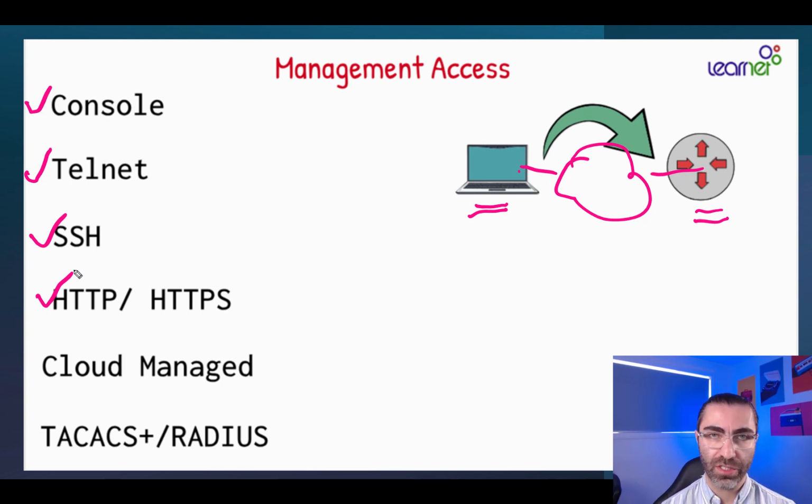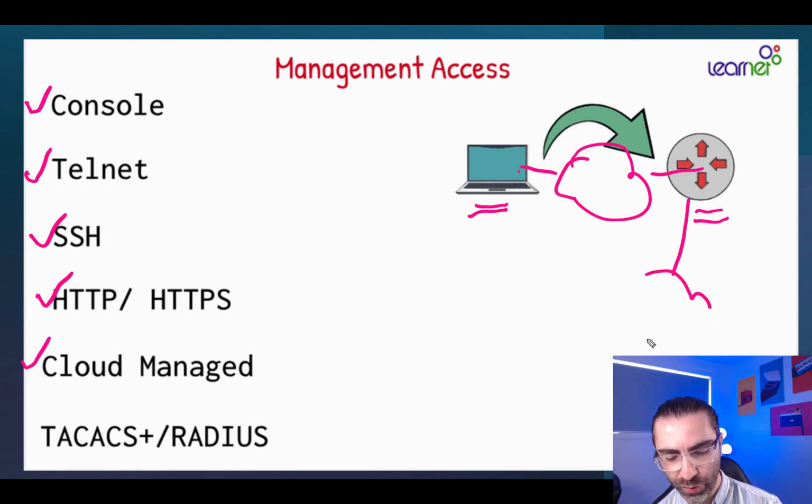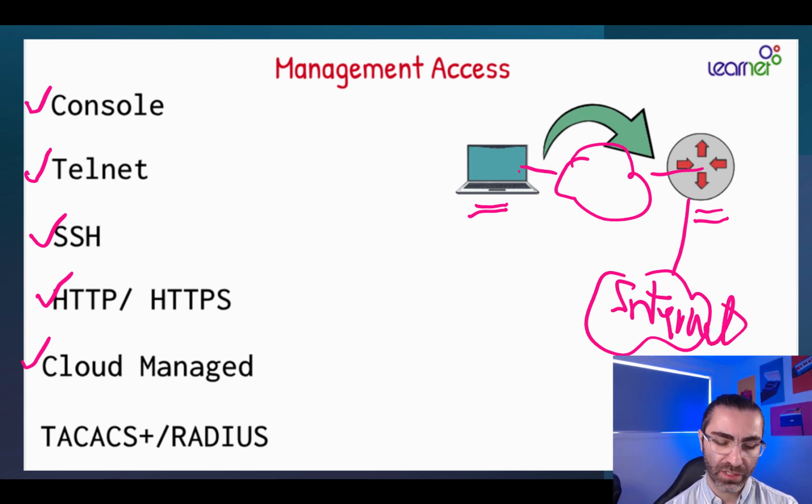Some Cisco devices are cloud managed, like Meraki devices, and we spoke about them in the Cisco wireless networks video. Basically you connect your device to the internet, and then from a single pane of glass provided by Cisco, you can manage your devices through those cloud-based services.